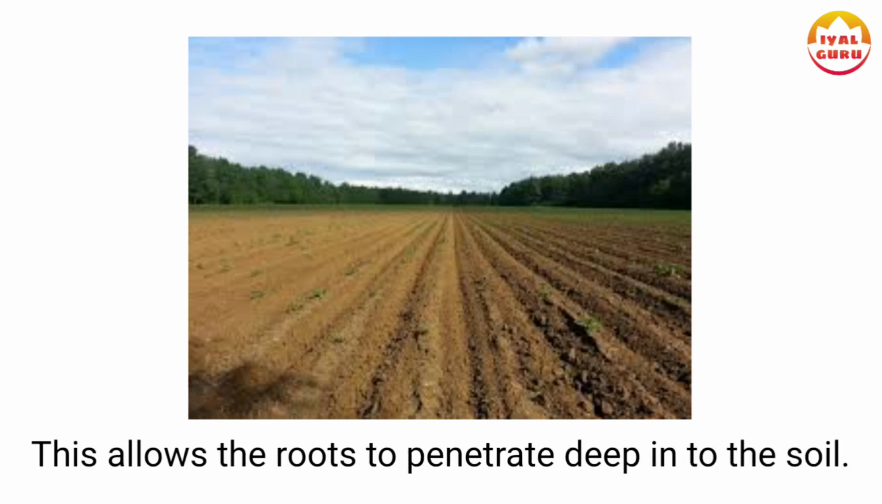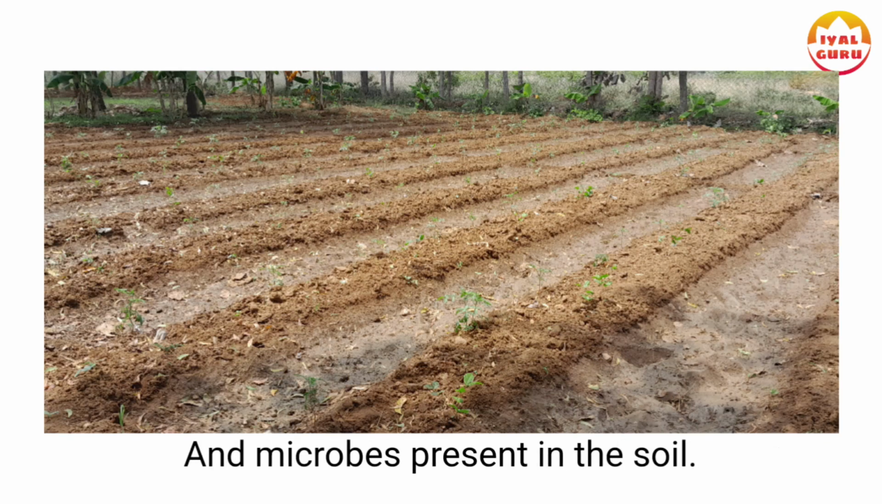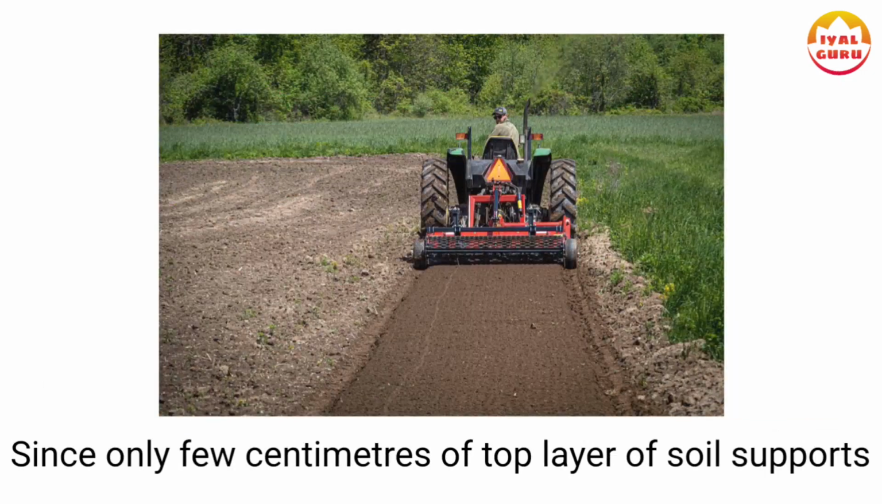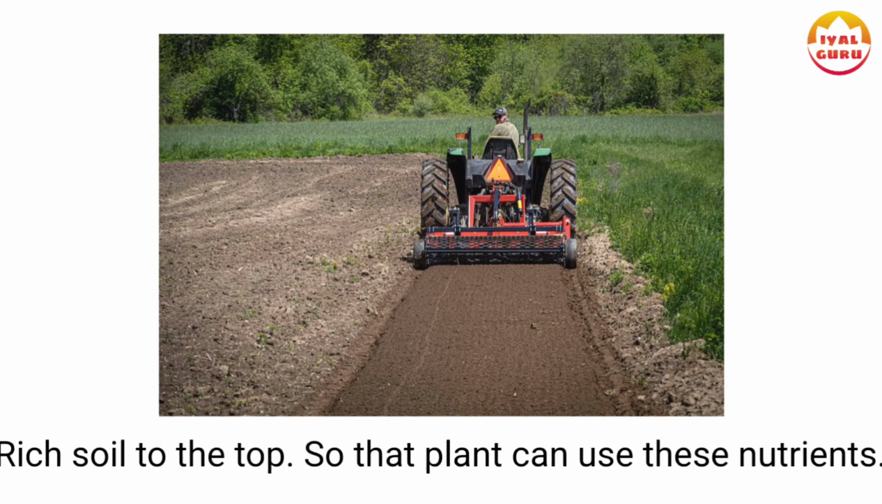This allows the roots to penetrate deep into the soil. The loose soil helps in the growth of earthworms and microbes present in the soil. Since only a few centimeters of the top layer of soil support plant growth, turning and loosening the soil brings nutrient-rich soil to the top so that the plant can use the nutrients.